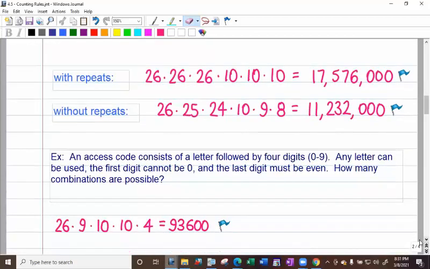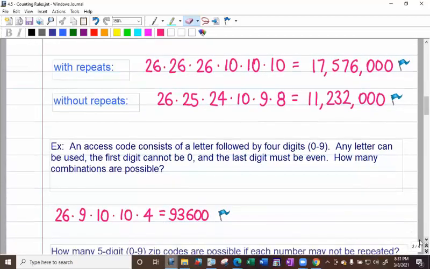Okay, this one's a little more challenging. We like a good little challenge here, don't we? An access code consists of a letter followed by 4 digits. Any letter can be used. The first digit cannot be a 0, and the last digit must be even. So it says nothing about really repeats or anything. So you never want to throw stuff in there you don't actually see. So it's not a matter of repeats or not. So let's kind of look at this position by position.